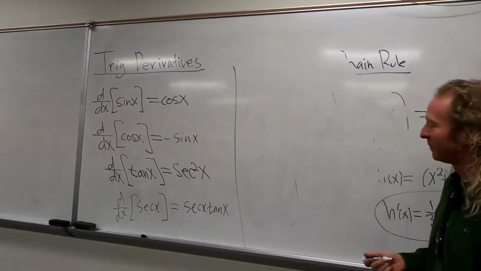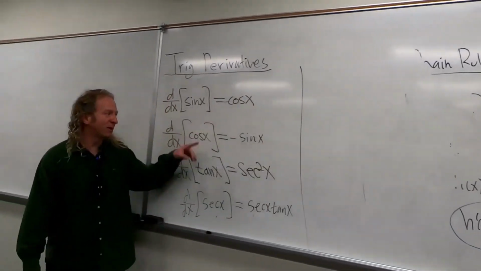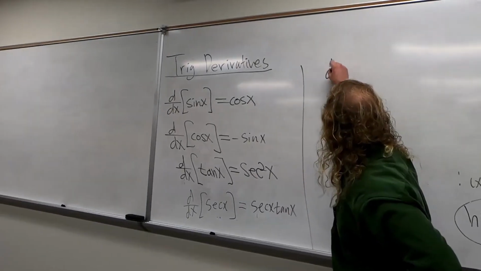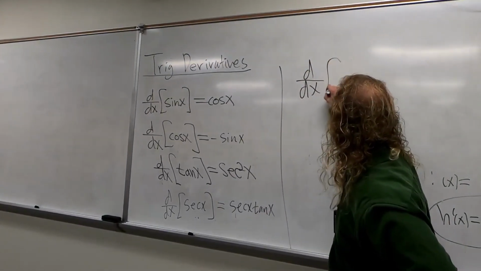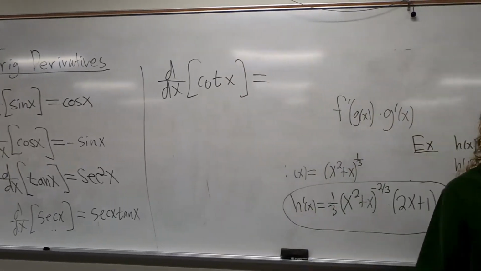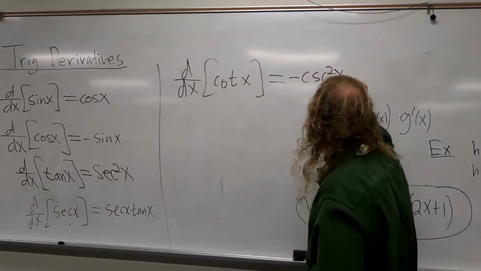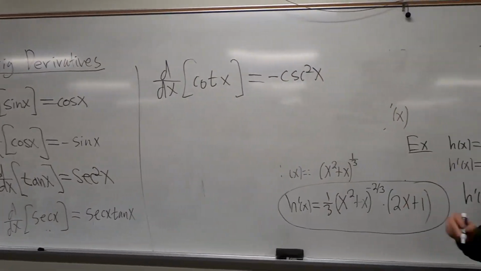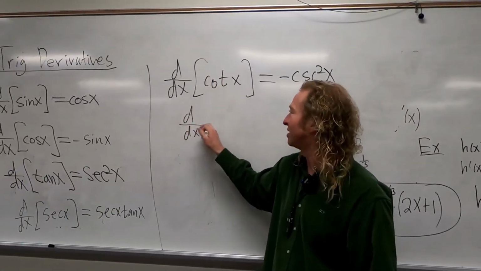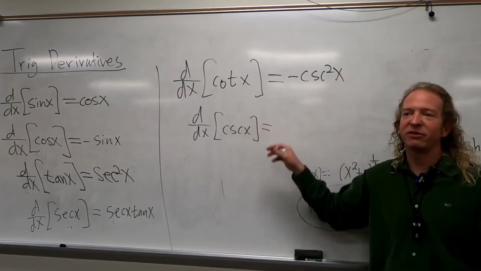So these are the ones that come up the most, right? These are the ones you'll probably be able to memorize, and I'll give you some hints for memorizing them. These last two are the worst. So the derivative of cotangent is negative cosecant squared. And last but not least, or last and least, the derivative of cosecant x is negative cosecant cotangent.